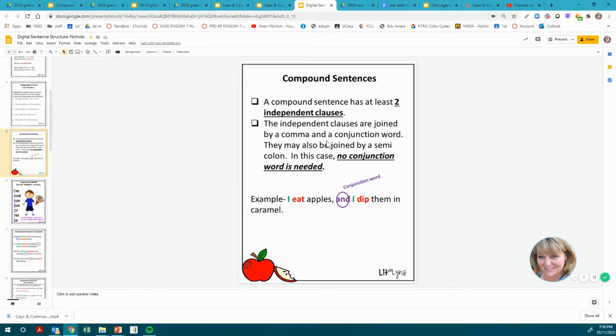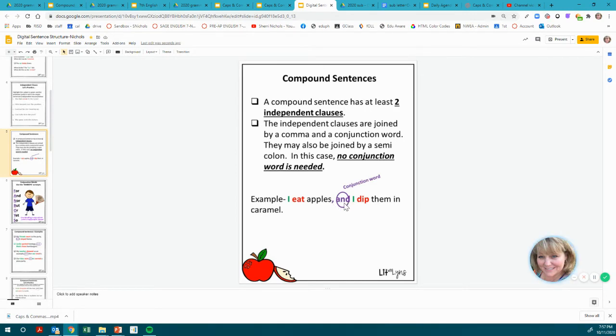A compound sentence's independent clauses are joined by a comma and a conjunction word. They may also be joined by a semicolon. In this case, no conjunction word is needed. So, for instance: I eat apples, comma, and I dip them in the caramel. I eat apples is a sentence all on its own. It's an independent clause. I could put a period right there and that sentence could stop. But there's more I want to say about eating apples. So as long as you have something to add that has to do with the original, I eat apples, then let's go ahead and make this a better sentence. It's a more sophisticated sentence to add more.